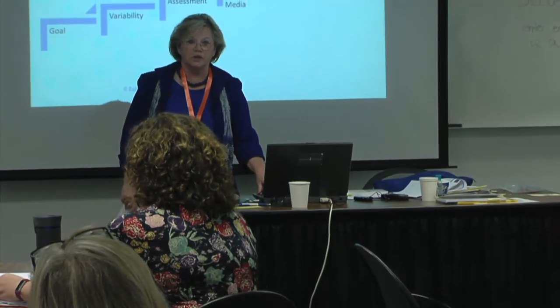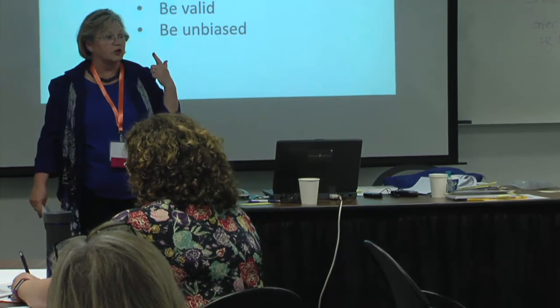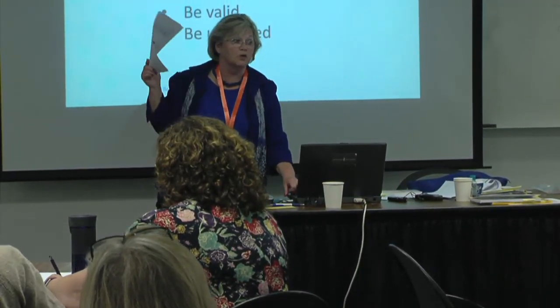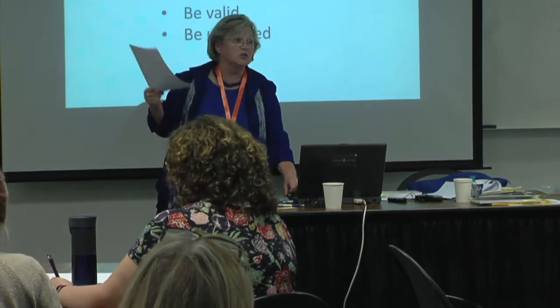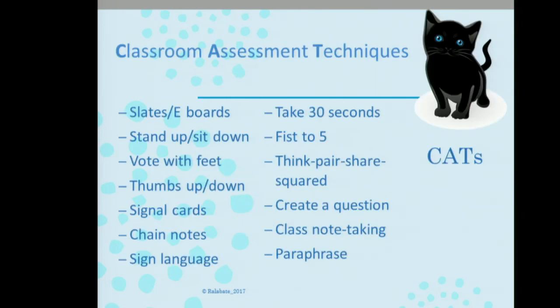So let's talk quickly about assessment. Assessments should be flexible. They should encourage choice. They should be valid, meaning that you're testing what you purport to be testing. You're testing what you taught them, and they need to be unbiased. Please don't ask kids who've never been to a museum to describe walking through a museum in order to show their writing skills. That's going to be a very biased task for them. So make sure that your examples are unbiased, that your assessments are unbiased in that way.